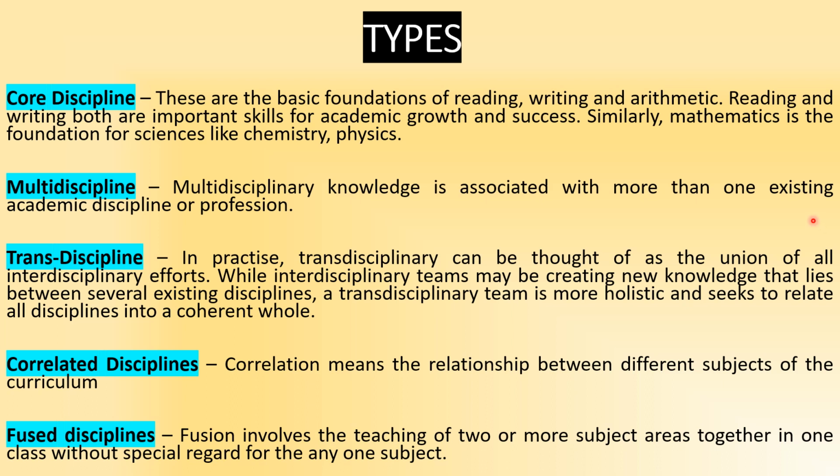Types. Now this type is very important. Types of academic discipline may be asked in your question. Now कितना टाइप है पहले हम ऐसे देख लेते हैं. Very first is core discipline, second is multidiscipline, third is task discipline, fourth is correlated discipline, fifth is fused discipline. Okay, तो इसके अलावा भी टाइप्स हैं which is going to be in the next slide.